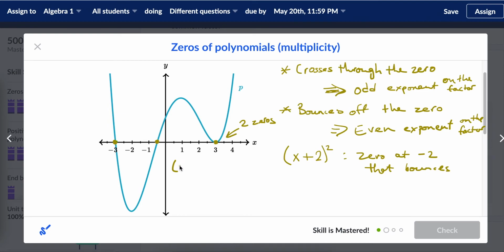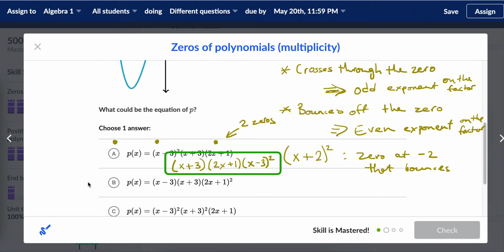a potential factor of x plus 3. We've got a 0 at negative, this one here is negative 1/2, so that's a factor of 2x plus 1. And then we've got 2 zeros right here, so we've got a factor of x minus 3 that occurs twice. Okay, so this is what we're looking for in our factored polynomial. So what could be, and this is what you're going to be asked, what could be the equation?